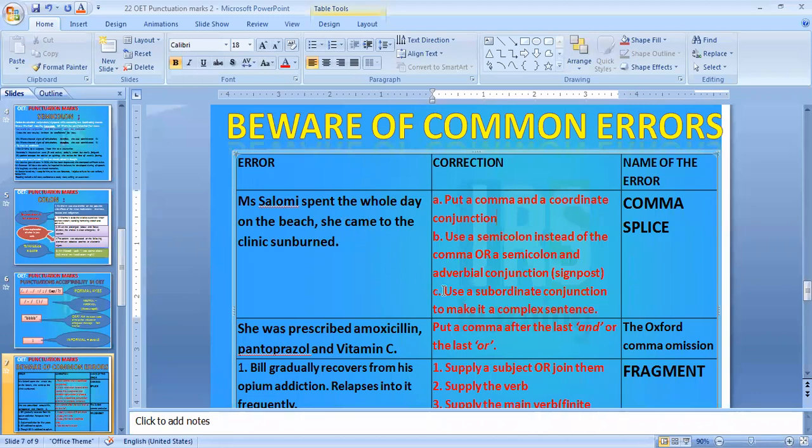Or the next option is use a subordinating conjunction to make it a complex sentence. Subordinating, that is, you can use words like as: as Miss Salome spent the whole day on the beach, she came. That's okay. Or you can use because here in the beginning. So these are the different ways you can correct that. Okay. Error number 2.